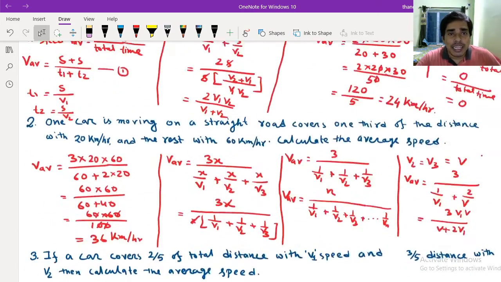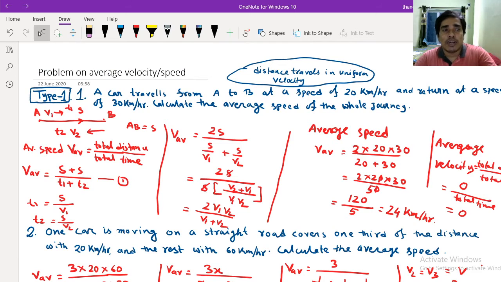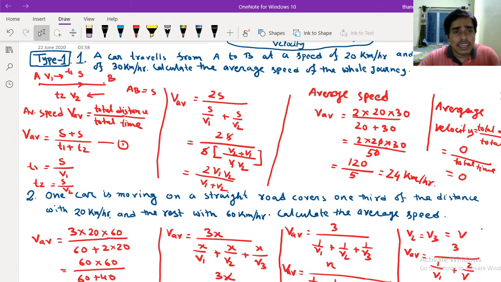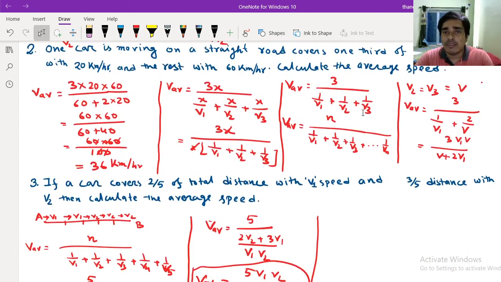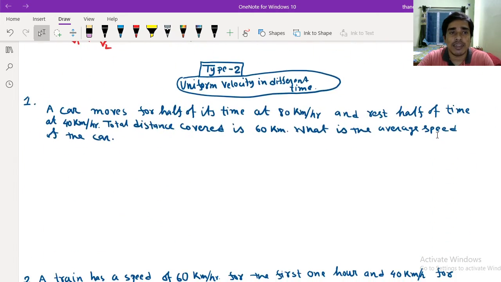And here I have discussed type number 1. In type 1, if the path is divided into n parts, then the average velocity in this situation will be V average equals n divided by 1 by V1 plus 1 by V2 plus 1 by V3 plus dot dot 1 by Vn. So this is type 1, and here is type 2.